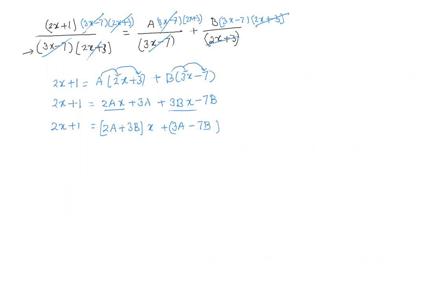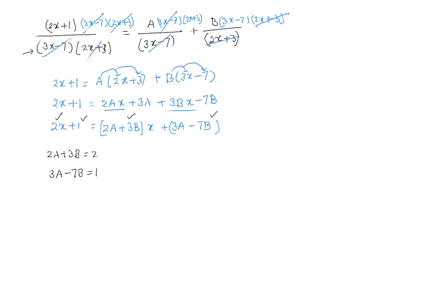Now, this is a polynomial equation, so the coefficients must be the same, okay? So that means the coefficient of x on the left, which is 2, must be equal to the coefficient of x on the right, which is 2A plus 3B. So we need to write 2A plus 3B is equal to 2. Similarly, the constant on the left must be equal to the constant on the right, which is 3A minus 7B is equal to 1. Now you can solve it in any way you want.